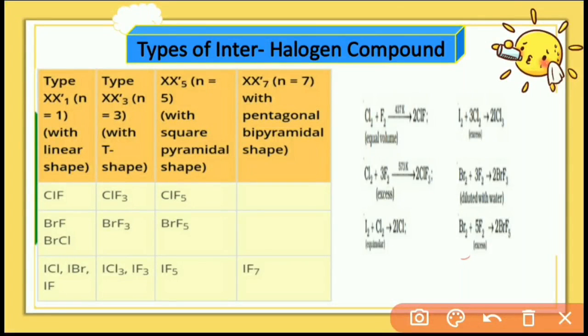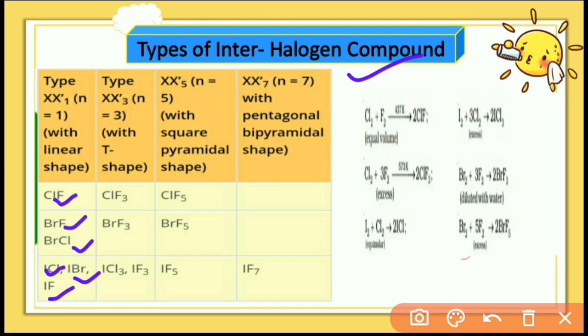Let's see the types of interhalogen compounds. Type 1 is X-1. Here only one halogen combines and forms an XX' type of interhalogen compound. For example, chlorine monofluoride, bromine fluoride, bromine chloride, and iodine chloride, iodine bromide, iodine fluoride.